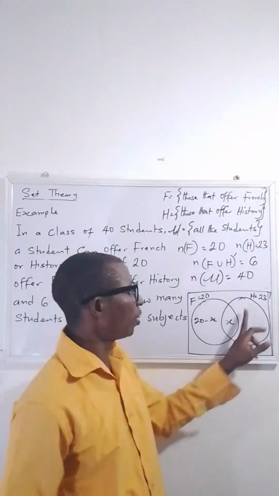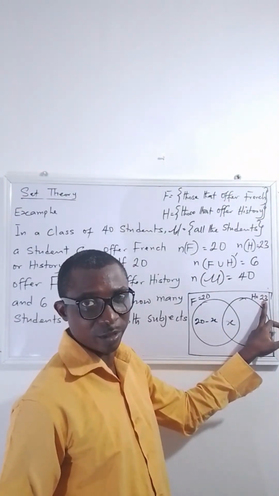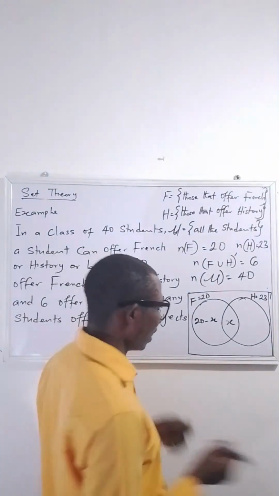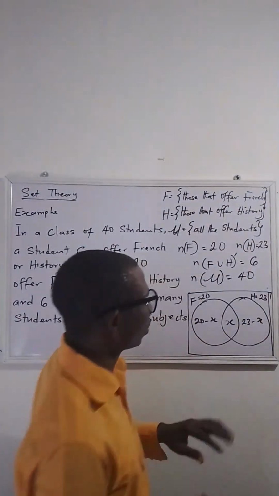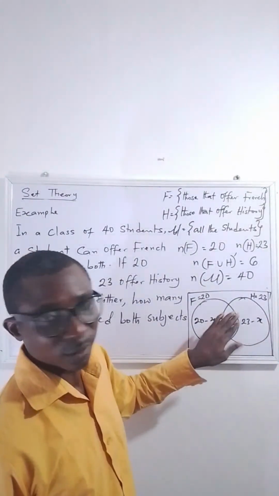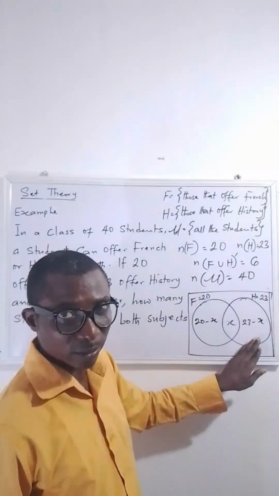Now, what of the number of those that offer history only? Hope you know. That's going to be 23 minus X. That's good. Because the total circle here is 23, if I want to get only this region, it's going to be 23 minus X.